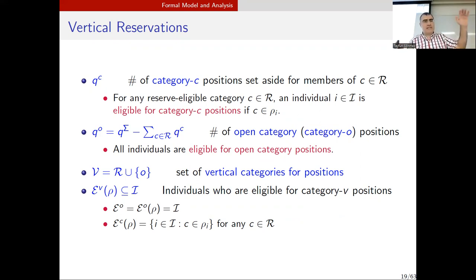Q_C is the number of category C positions set aside for reserve-eligible category C. Q_O is the number of open positions, which are unattached. V is the set of categories for positions, so it includes reserve-eligible categories plus the open category. We used to call this I_O yesterday; now I will call it E_O. These are the people eligible for these categories. For the open category, everybody is eligible. For reserve-eligible category C, only their members are eligible.